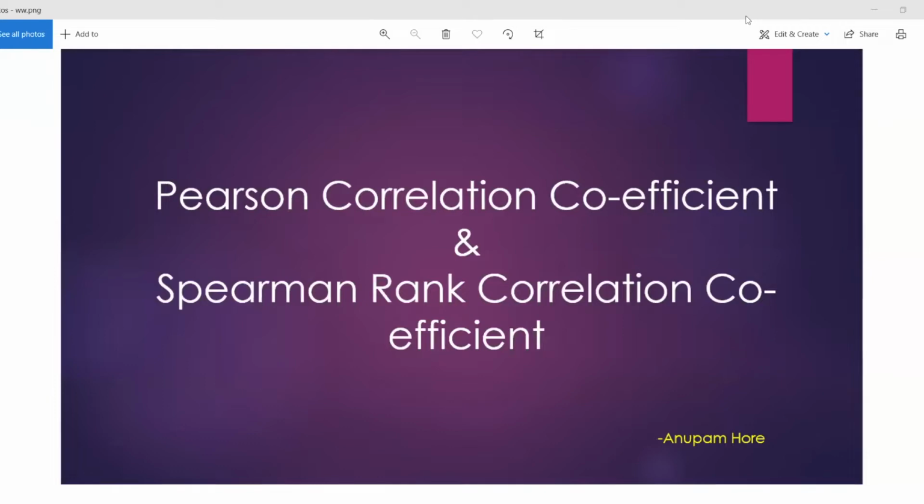Hello, friends. Today we will cover two important and interesting topics in basic statistics: Pearson's correlation coefficient and Spearman rank correlation coefficient. These are two very important topics in our statistics, and you will see while doing our exercises that you will frequently use them. They are used to find out a relationship between two variables.